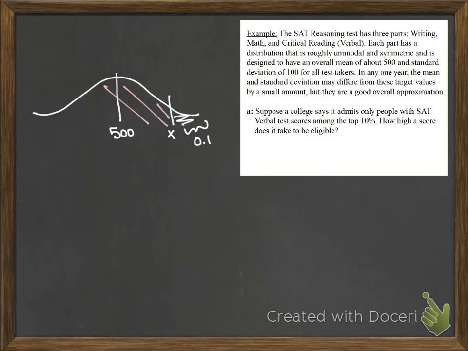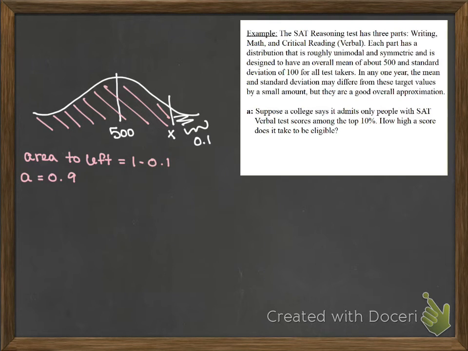So the next thing we need to do is find that area to the left. And so that will be 1 minus the area to the right, which is 0.1. So our area to the left is 0.9. That's what I'll be using to put in the calculator. Again, if you have a calculator like the ones in our classroom, you can do right tail and put 0.1 in instead and should get the exact same answer.